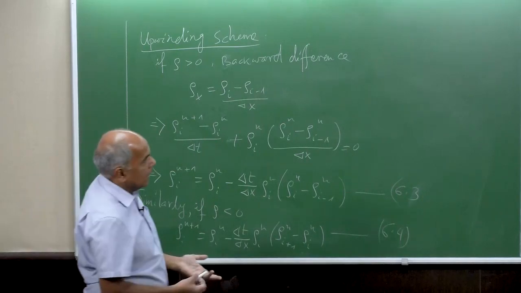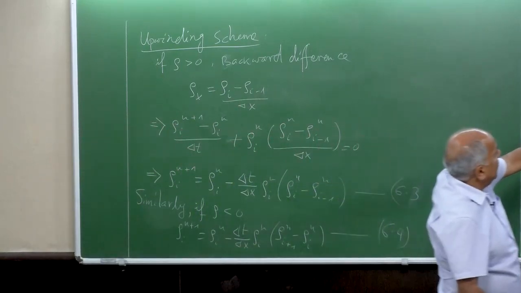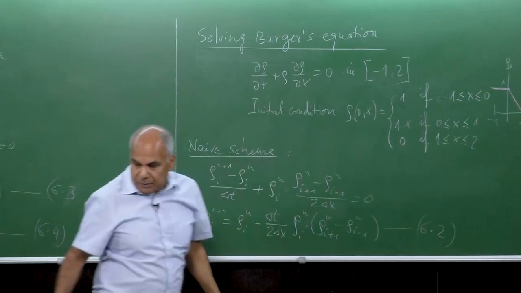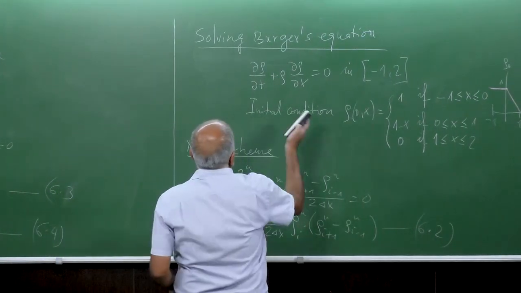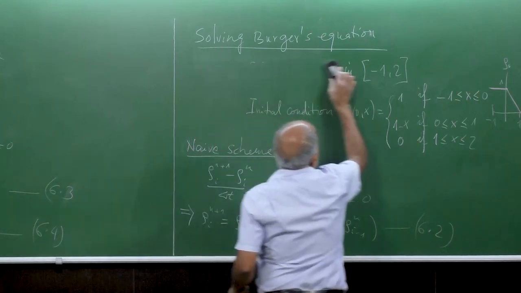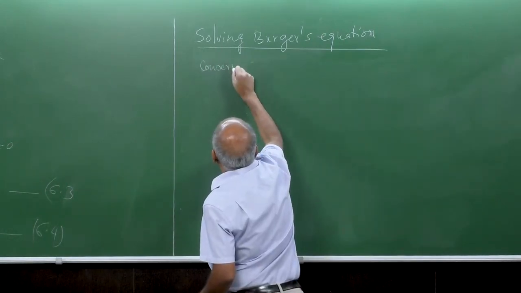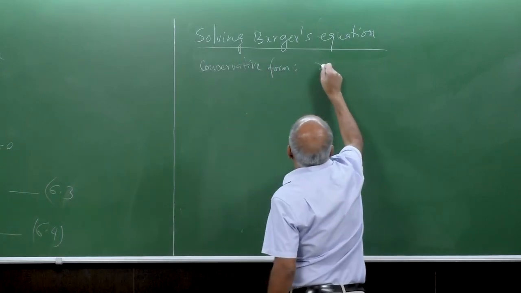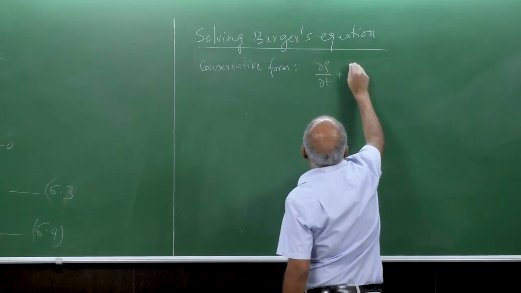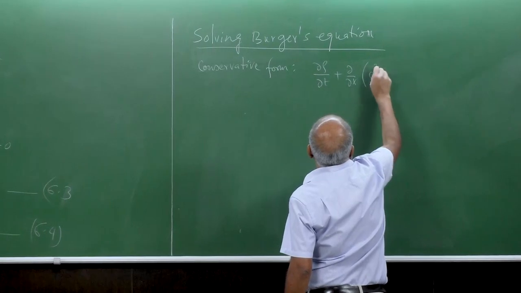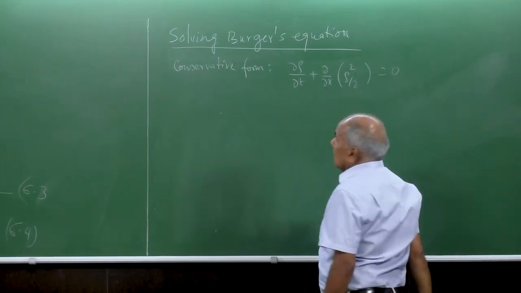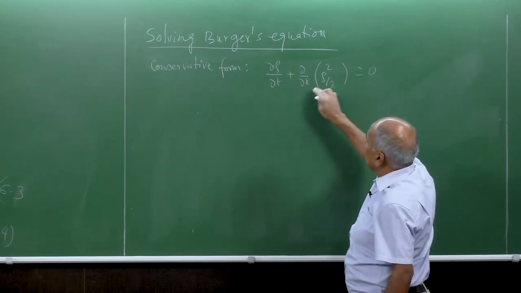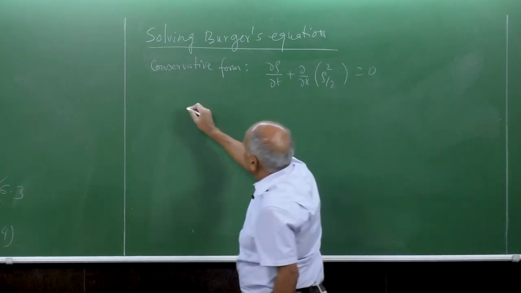One more thing is that this is the primitive form. But I have described that there is also the conservative form, which looks different. The conservative form is del rho by del t plus del by del x of rho square by 2 is 0. It's the same, nothing else. Once you apply this, you get rho times rho x. And now the scheme.